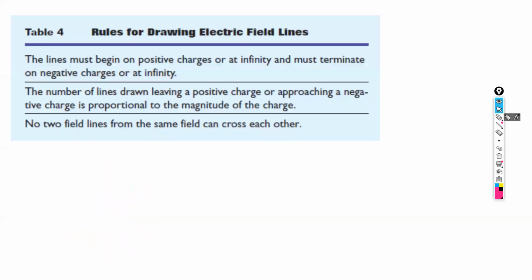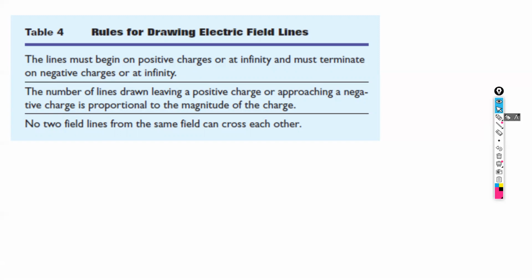All right. So some rules for drawing these, and kind of overall how these field forces or these field lines work. First one there, you see the lines must begin on a positive charge or at infinity and must terminate on a negative charge or at infinity. Okay. The number of field lines drawn leaving a positive charge or approaching a negative is proportional to the strength.